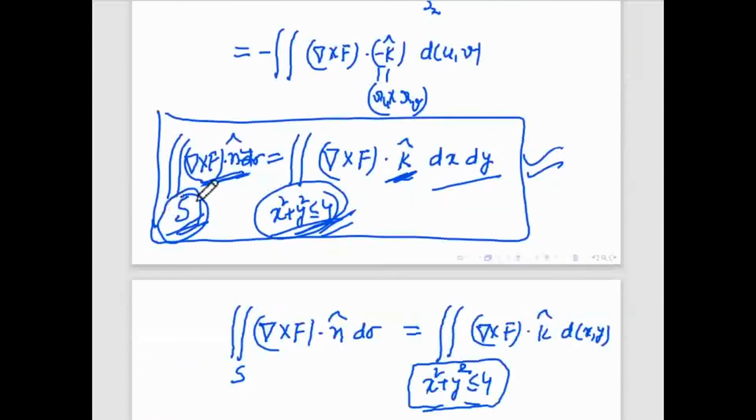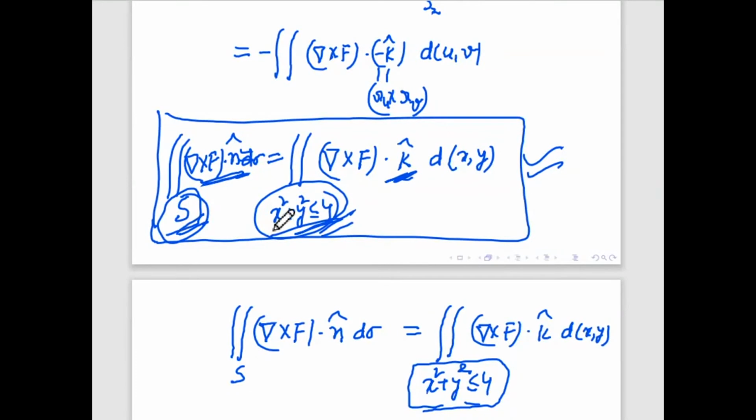So the final conclusion is this one. Here you have to just identify which part is not closed, here the circle, and then take the same del cross f, with k cap as the normal to that circle or disk, and then dx dy, applying the limits accordingly. I should not write dx dy; it should be dx comma y. Based on the limits you can change the order. So this is the final result.